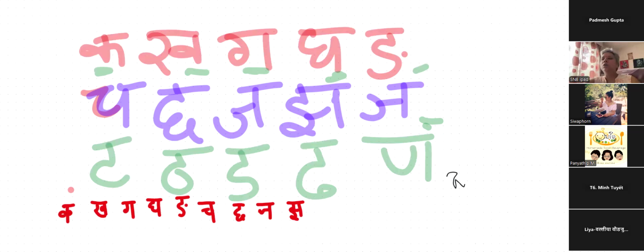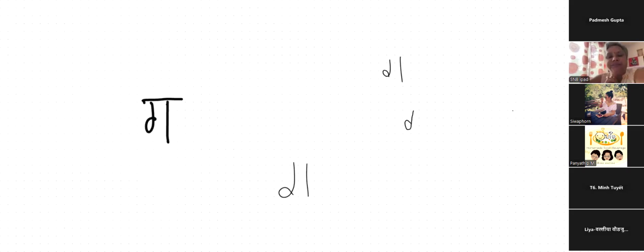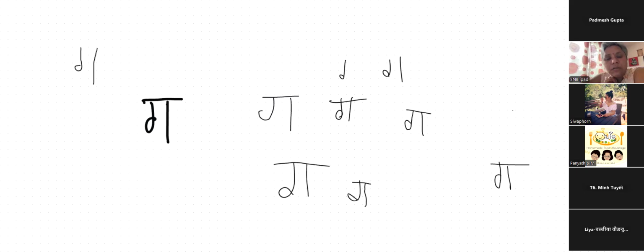Okay, let's do a test. Please write for me on the board. Please write for me Ga, as in Ganesh. Very good. Well done. Now please write for me Ka, as in Kabutar. Very good.